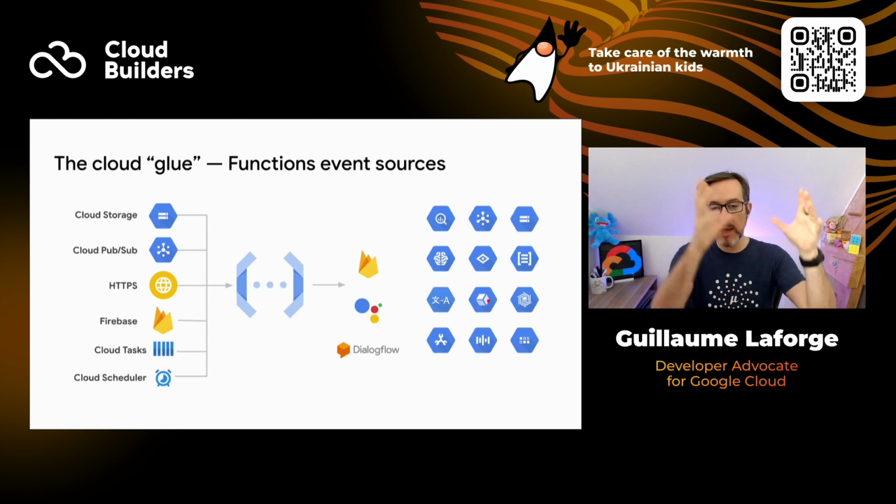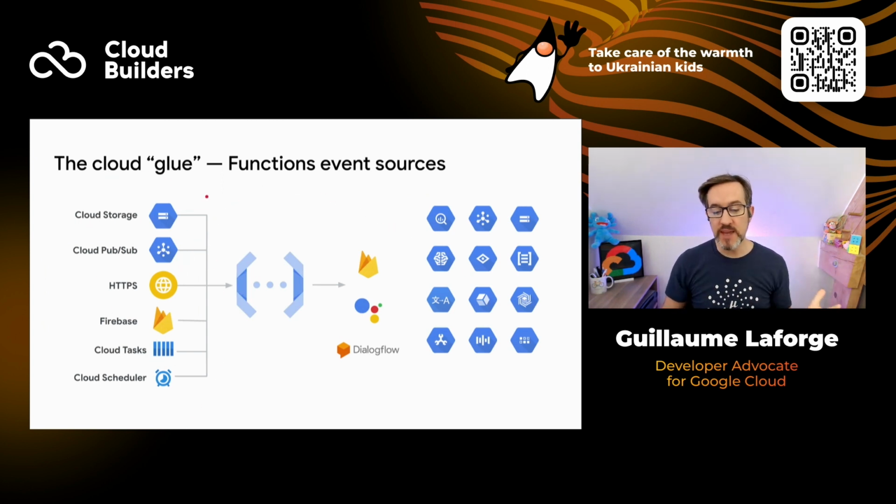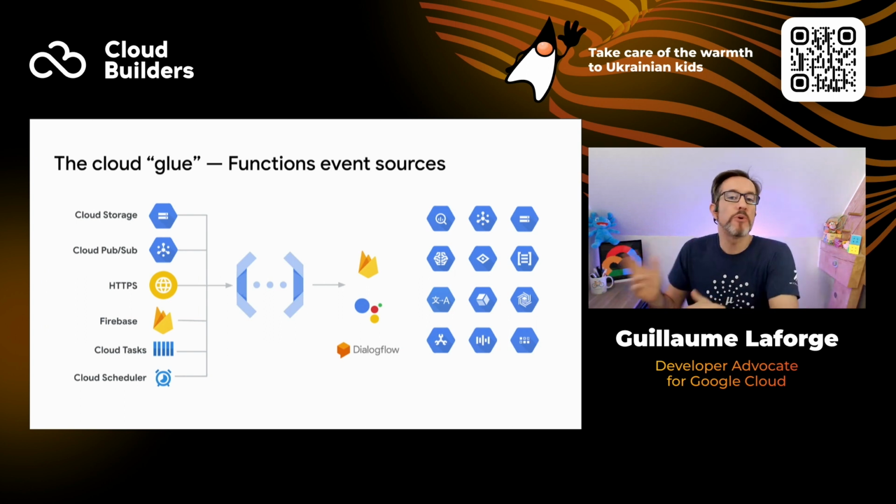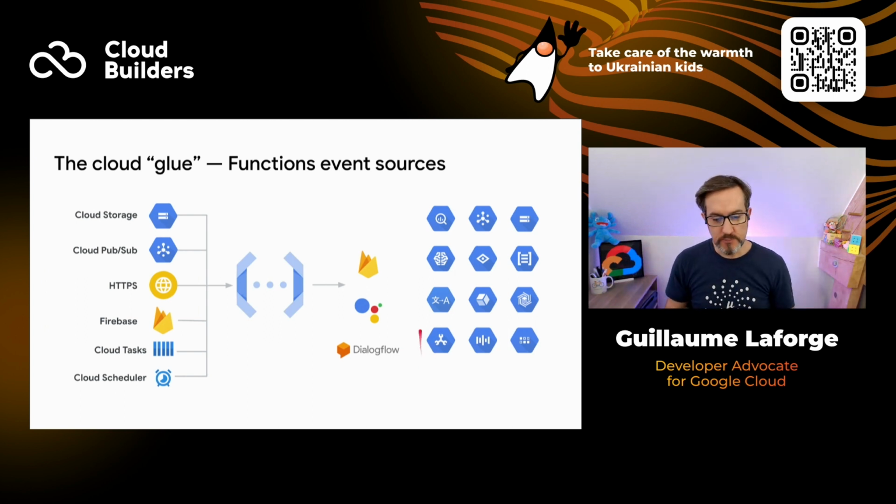And so you can react to all sorts of incoming events and call in return all sorts of services, machine learning services maybe, hosted on Google Cloud, or let's say you want to send a text message with Twilio, you can call third-party services, etc.